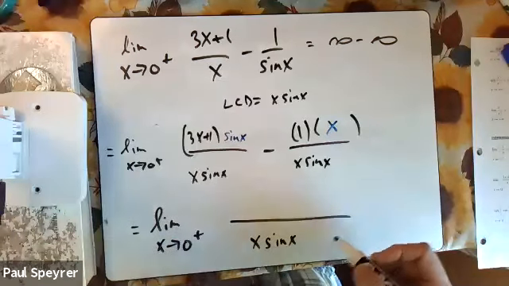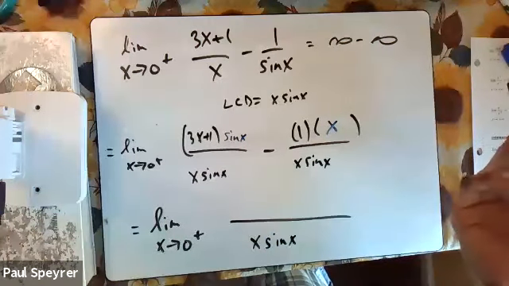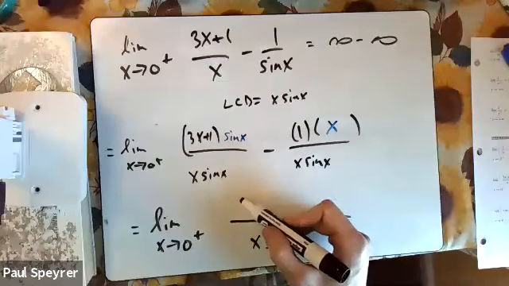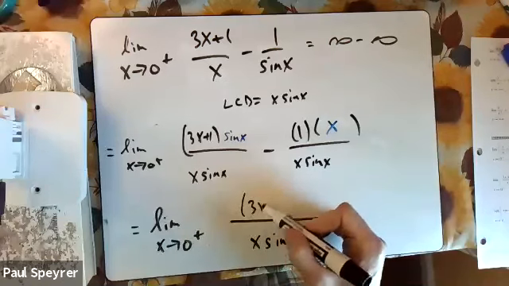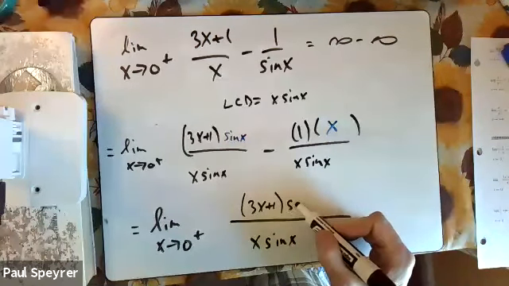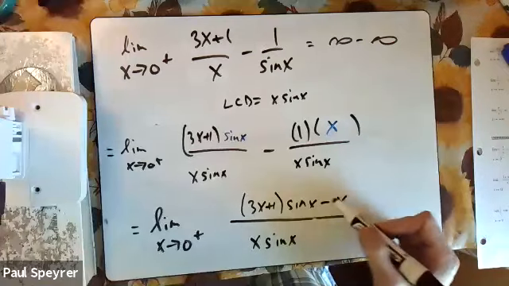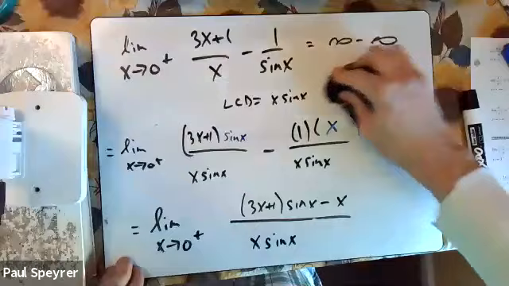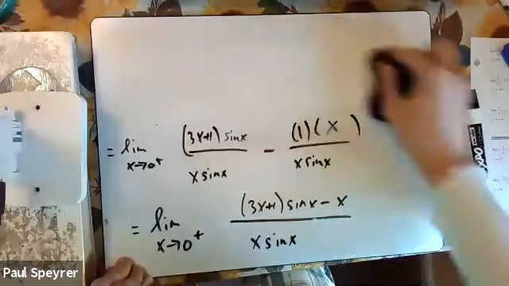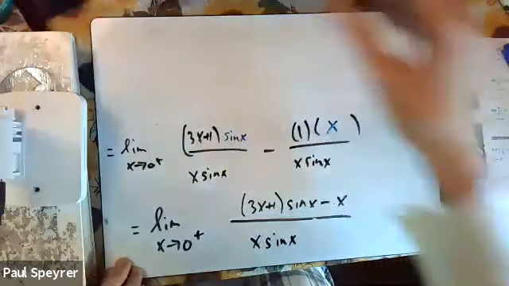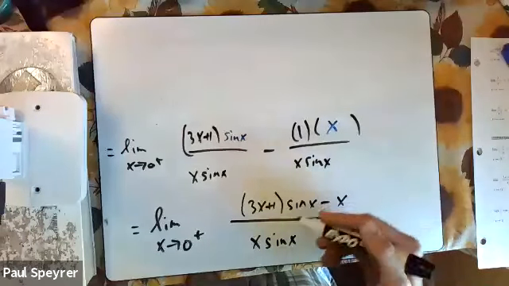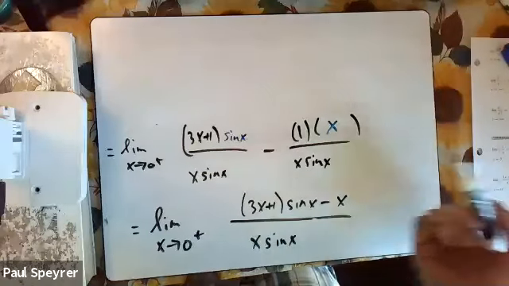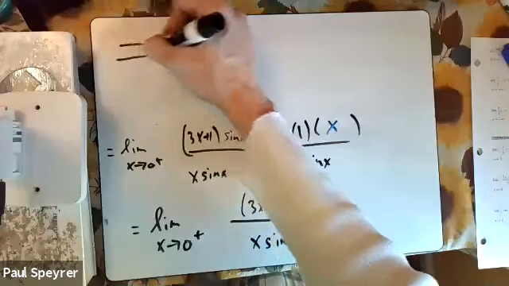We have x sine of x in the denominator. And up top, we have basically 3x plus 1 sine of x minus x, right? All that stuff. So if I plug 0 in, I definitely have 0 over 0. You have 0 minus 0 up top, 0 times 0 on the bottom. That means you have to L'Hopital it.